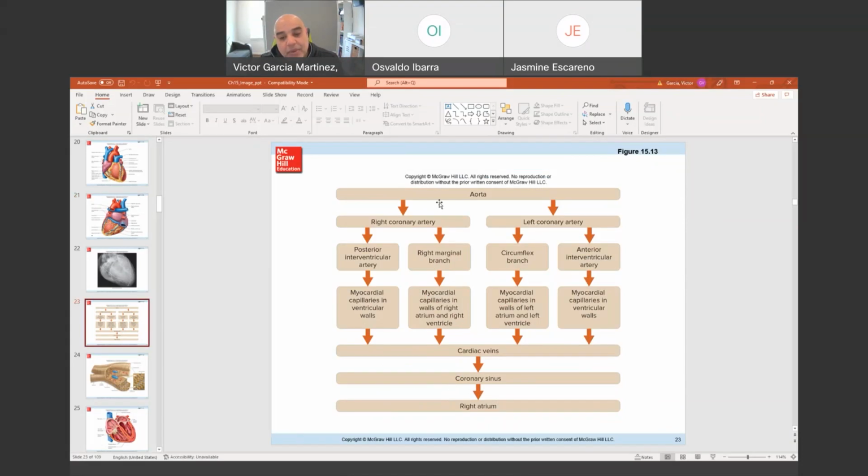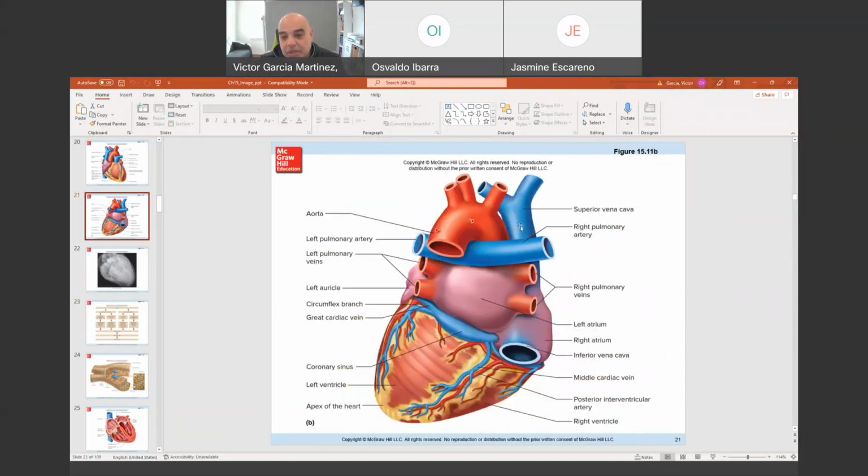Remember, when we have oxygenated blood, it's going to be on the left side. Aorta is departing from the left ventricle, and the coronary sinus is going to be draining on the right side because the right side is the side for the deoxygenated blood. Then remember, the right atrium receives the superior vena cava, the inferior vena cava, and the coronary sinus. These three blood vessels are draining blood into the right atrium.